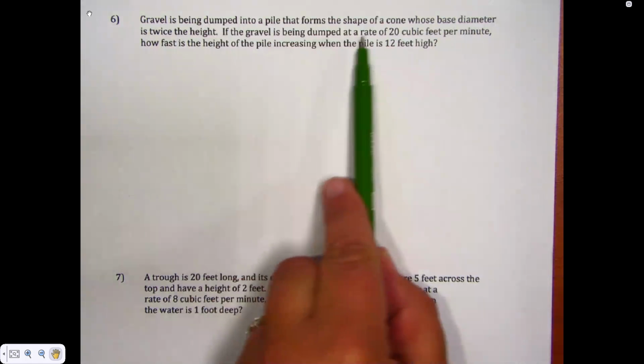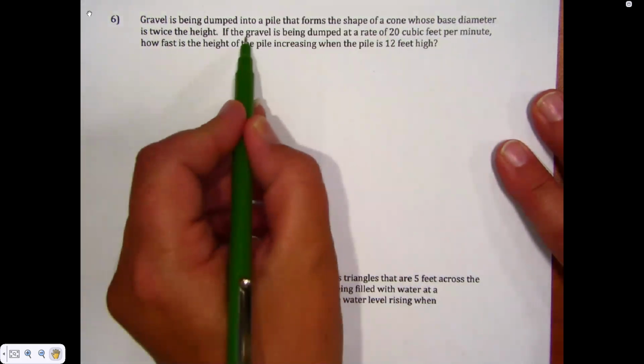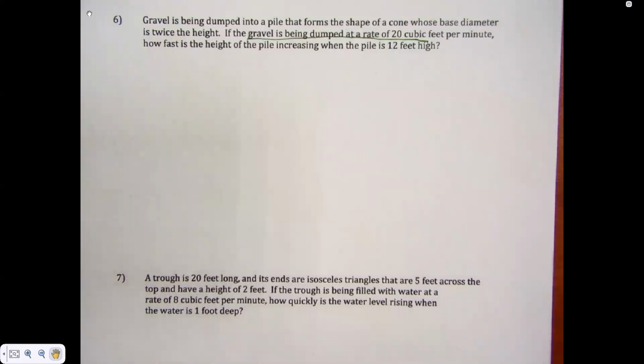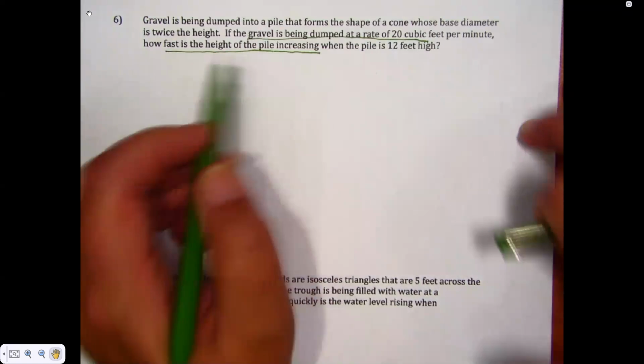All right. Gravel is being dumped into a pile that forms the shape of a cone, whose base diameter is twice the height. If the gravel is being dumped at a rate, so that's going to be a derivative. Gravel being dumped at a rate of 20 cubic feet per minute. How fast is the height of the pile increasing? What about that? How fast is the height of the pile increasing?